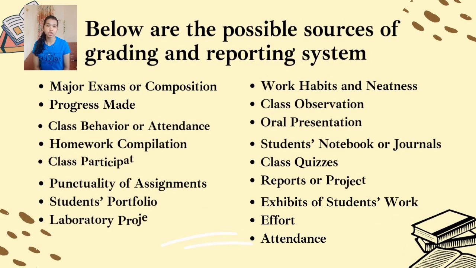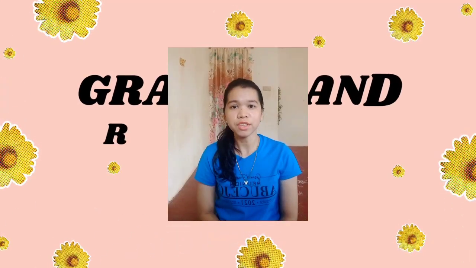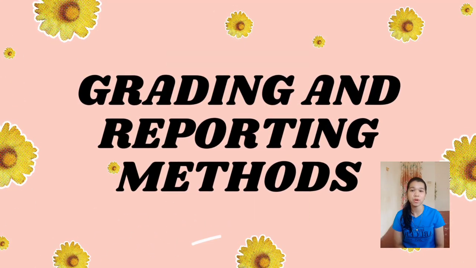The following that I will mention are the possible sources of grading and reporting: major exams or compositions, class quizzes, reports or projects, students' portfolios, exhibits of students' work, laboratory work, students' notebooks or journals, classroom observation, oral participation, class participation, work habits, neatness, effort, attendance, punctuality on assignments, class behavior, and progress made. The third thing that must be considered in building a grading and reporting system is the grading and reporting method.